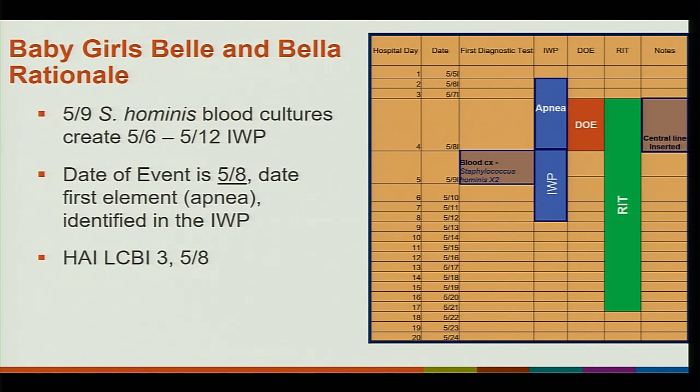This is an HAI event, because the date of event occurred on calendar day 4. Is this event central line associated? There's no poll. Just, is this event central line associated? No, it's not. Your central line was inserted on 5/8, and your positive blood cultures were collected on 5/9.